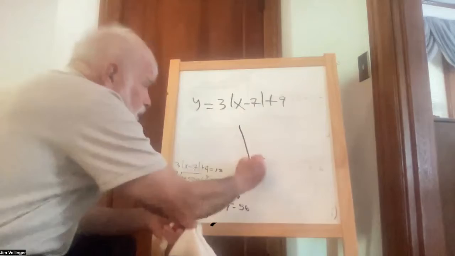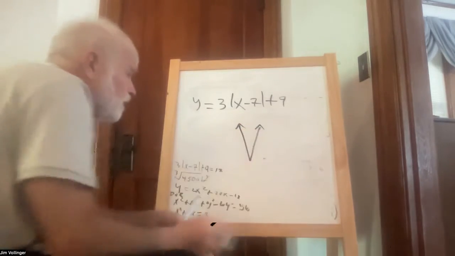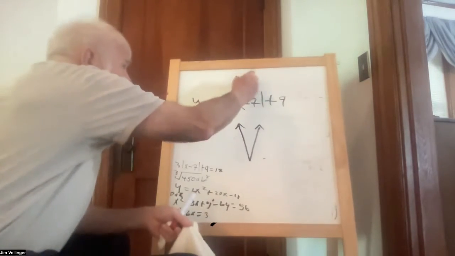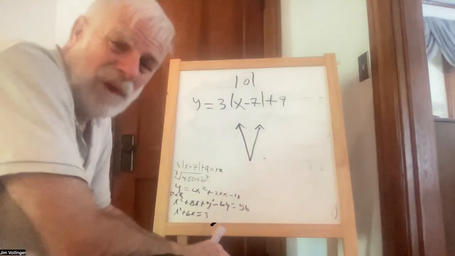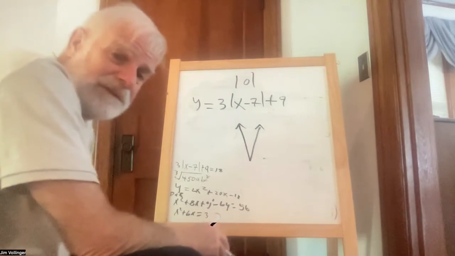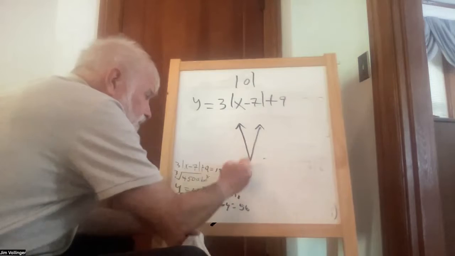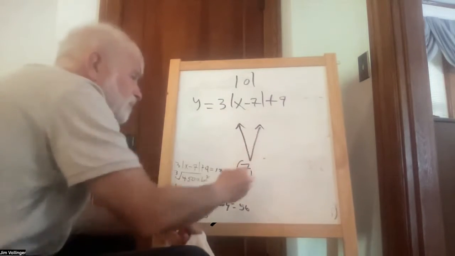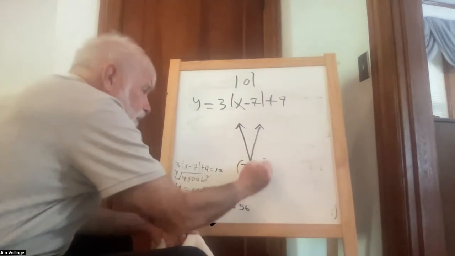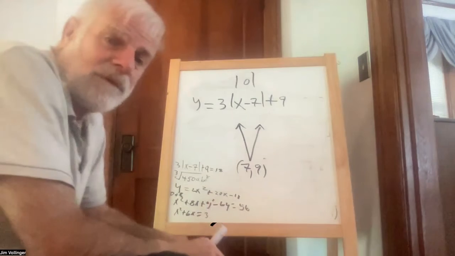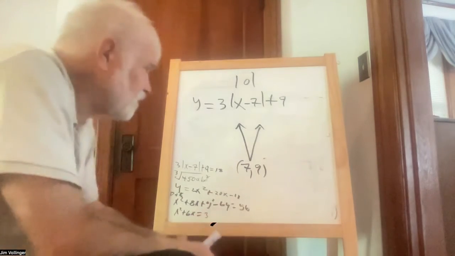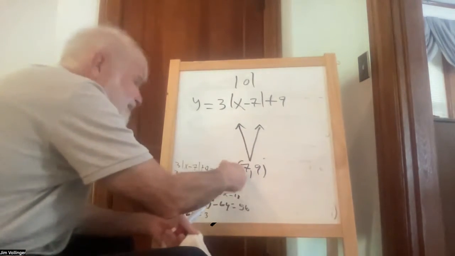Shape. V shape. What's the vertex? Well, the x value we need is the one that makes 0, because the smallest distance you can travel is 0, and this has a minimum. And I hope you see that 7. And if you put a 7 in, you should be able to do the math to find the y value, 9. And then you're looking for a y-intercept. Y-intercept is when x is 0. 0 is to the left of 7.